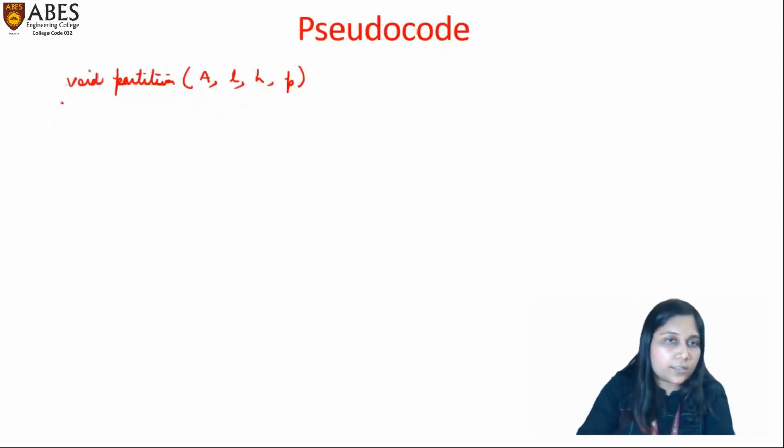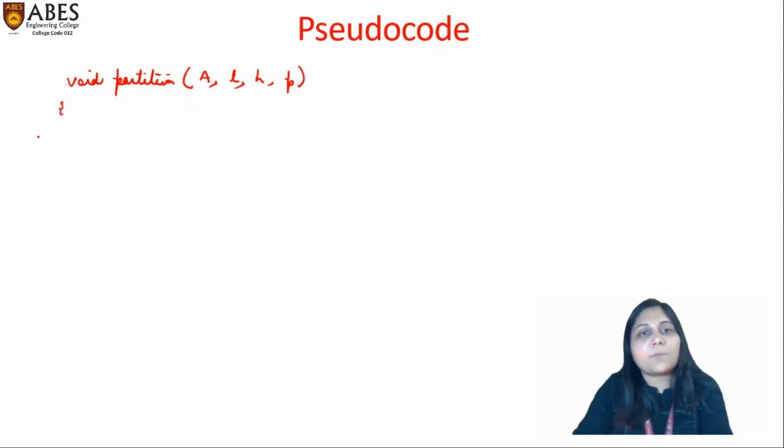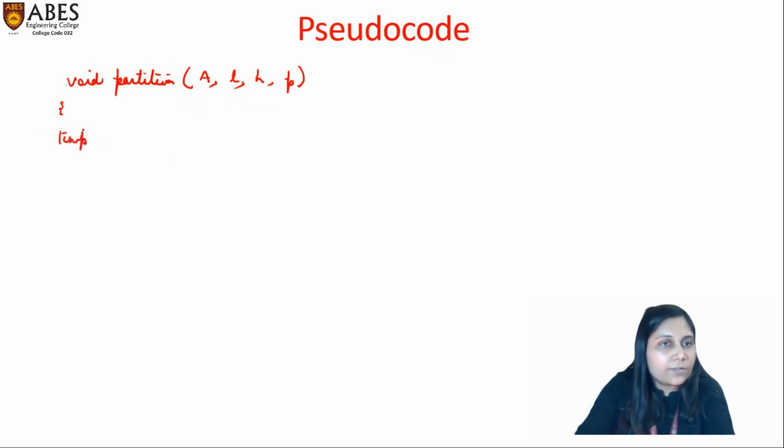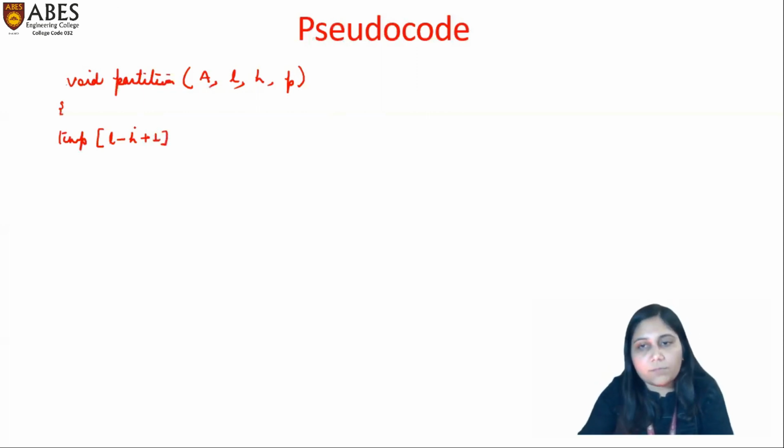Now let's begin with this one. First of all, let me create a separate array so that I can put my elements into it, because we have to perform some partition and then keep the elements there. Suppose I am creating a temporary array, named temp, and the size of this array will be H minus L plus 1. The size will be N, basically.